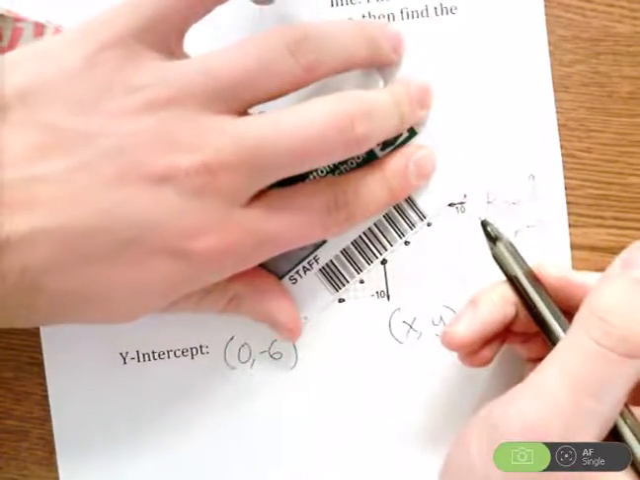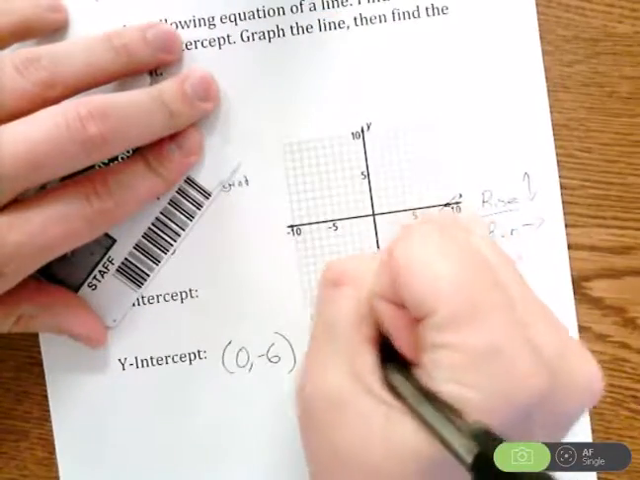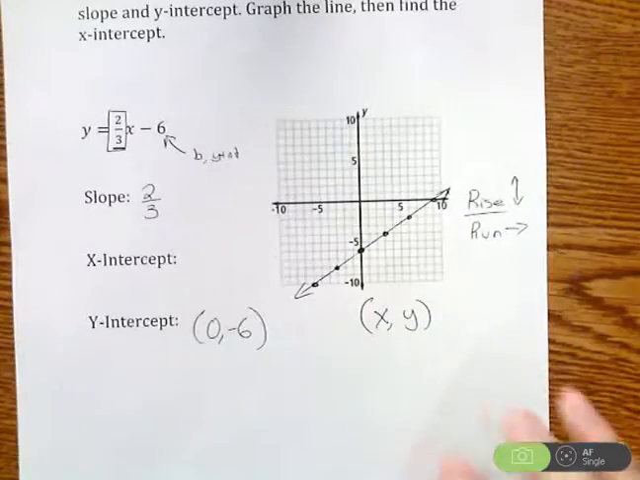I'm going to take something with a straight edge. My ID works great for that. Line them up, arrows on the end, and there's my line.